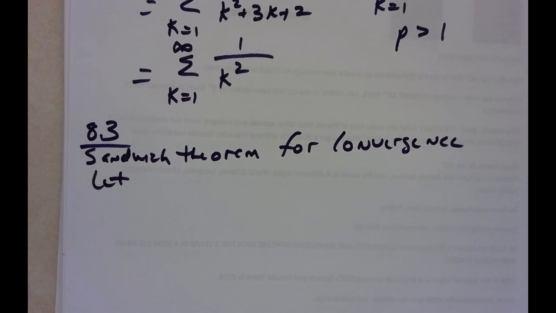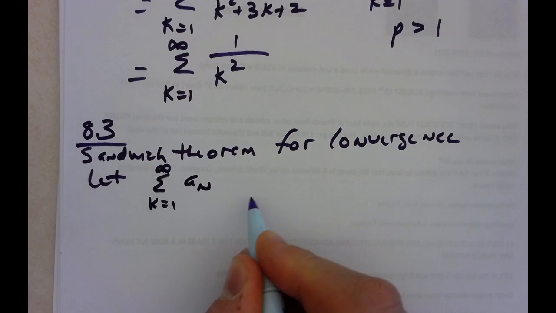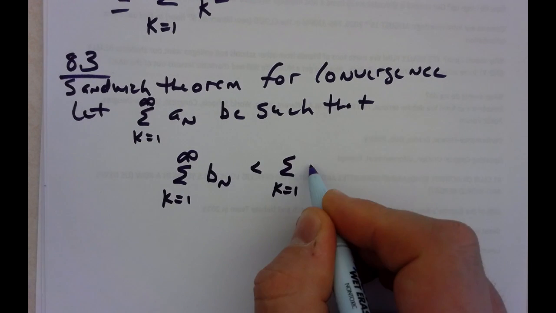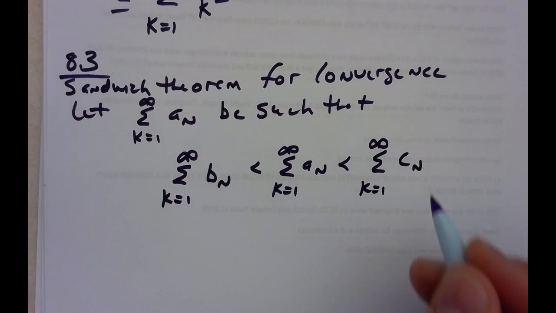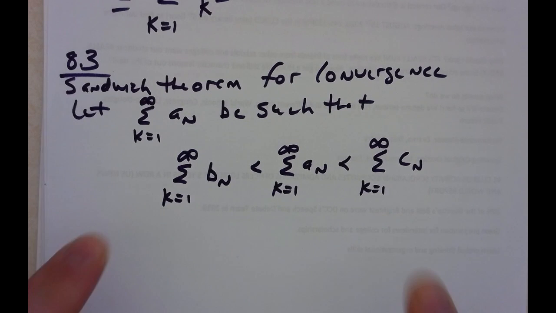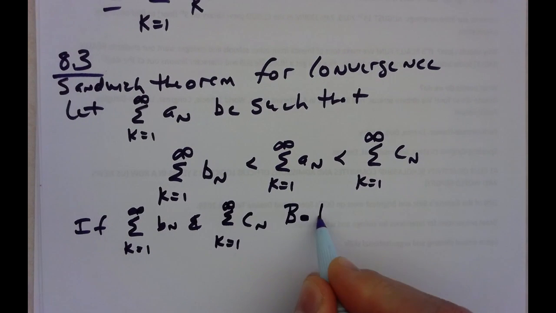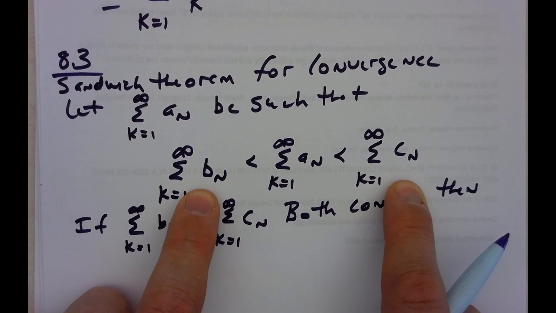The squeeze theorem for convergence says: let the series a of n be between the sum of b of n and the sum of c of n. In other words, a of n lies between these two others, and we don't know what it is. If the sum of b of n and the sum of c of n both converge, then what does a of n have to be? Convergent. We see two convergent sums, like a squeeze for a limit, but with a sum.